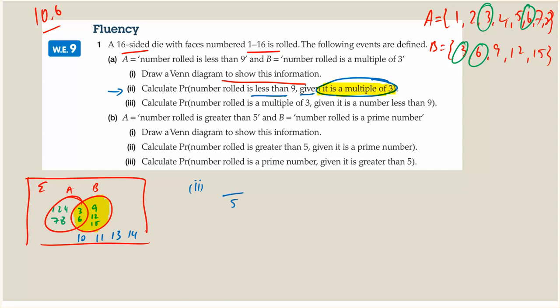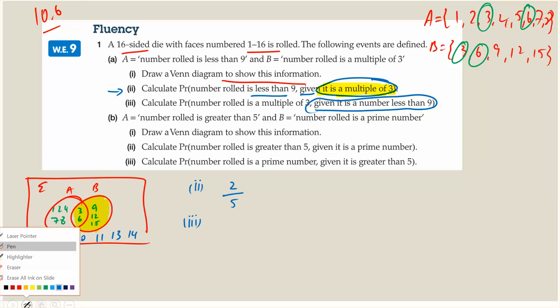Part 3 says, given that... for conditional probability questions, you always look at the given part first, okay? Because that tells you what your total is. Given that the number is less than 9, we're looking at the A circle. So I'm going to use a highlighter. So given A, that's the whole of A.